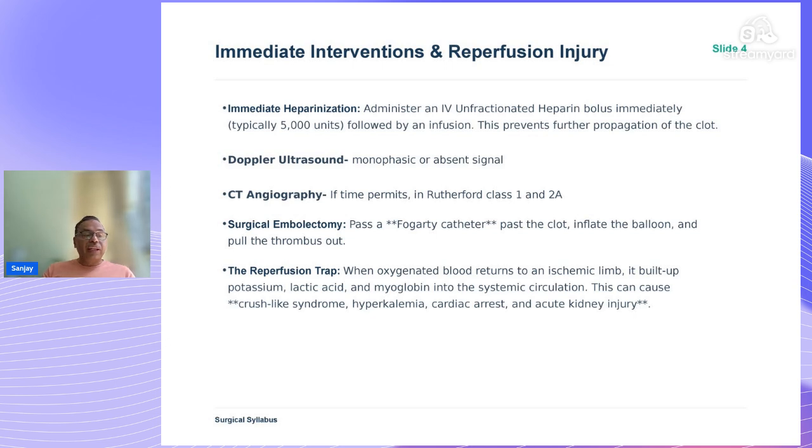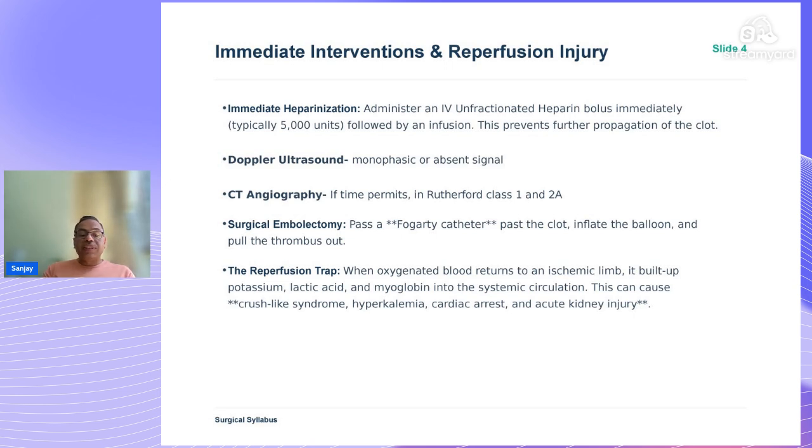This is a very important procedure which can be done immediately once the diagnosis is made to prevent further deterioration in that case. Now, mind you, there is always a reperfusion trap or a reperfusion syndrome which you should expect in such a patient, because when the oxygenated blood suddenly returns to an ischemic limb after revascularization, this would build up certain toxins like potassium, lactic acid, and myoglobin, which are released into the systemic circulation.